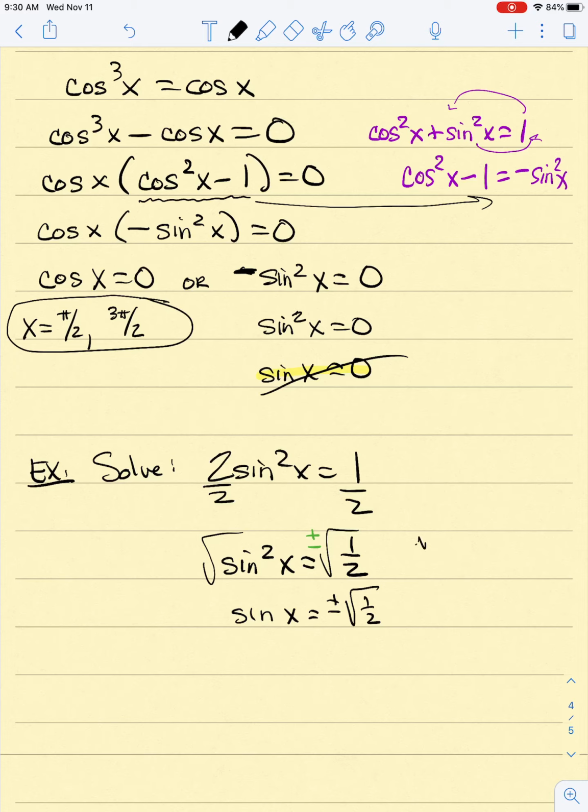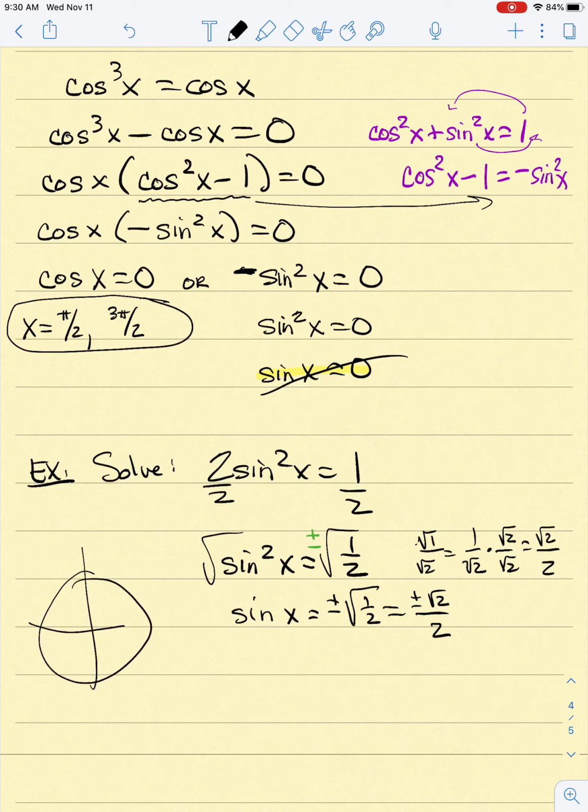Well, it's the square root of 1 over the square root of 2, or 1 over the square root of 2, which you know to rationalize. Square root of 2 over 2. Oh yeah, that looks like something I have on my unit circle. All right, kiddos, so where are we going to find the sine of x equal plus or minus square root of 2 over 2? Well, on that lovely circle, on the 45s, right?